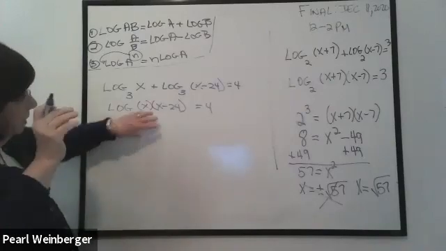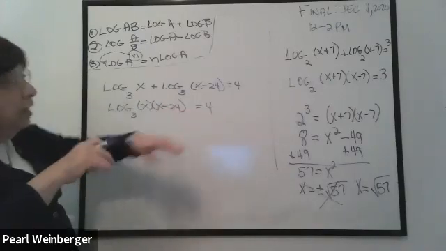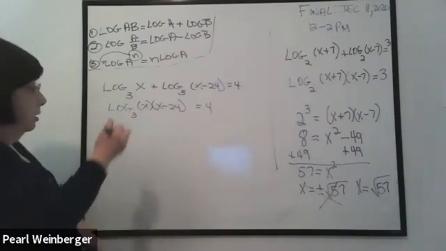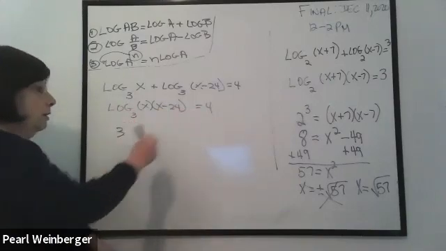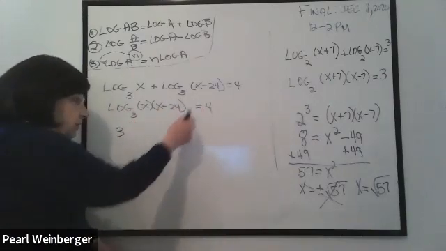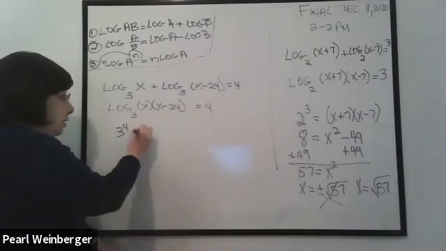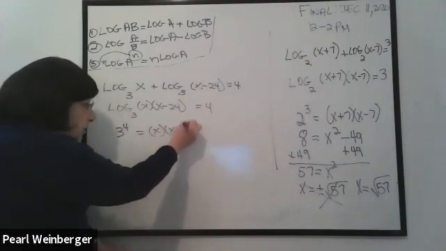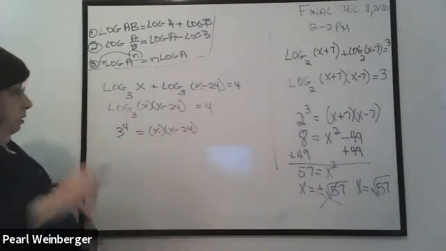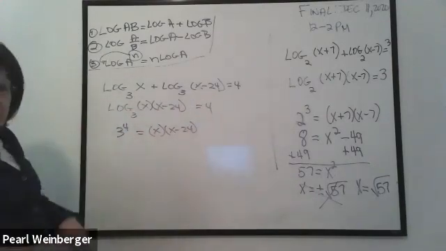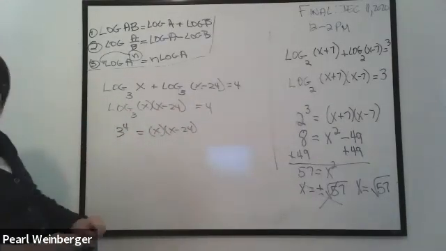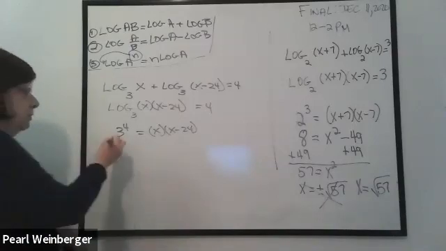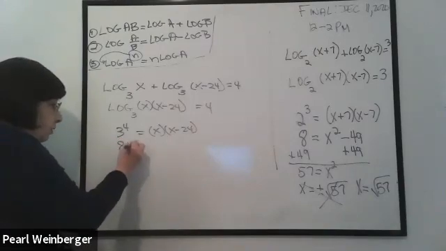Which means now that I have a single log equaling a number, I can switch it from the log format to the exponential. My base is 3. My exponent is the number on the other side of the equal sign, so that's 4. That equals x times x minus 24. And now we have a regular equation that we have to solve. First of all, I have to figure out what 3 to the 4th power is. So that's 3 times 3 times 3 times 3. That comes out to be 81.